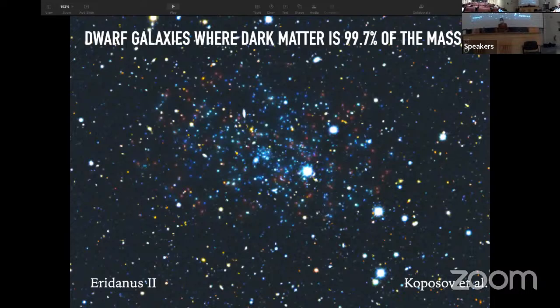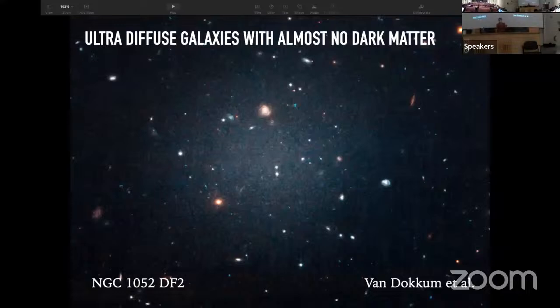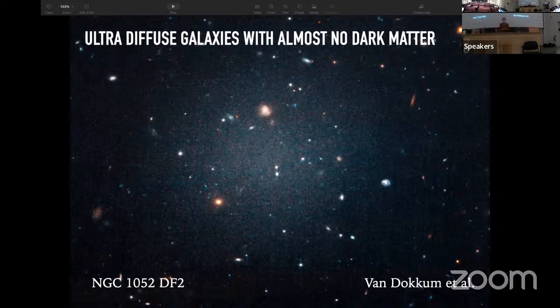Okay, there's another example. So this is a very, very dark matter dominated example, but you also have examples where there are galaxies that have almost no dark matter in them whatsoever. And this is an example called Dragonfly 2.